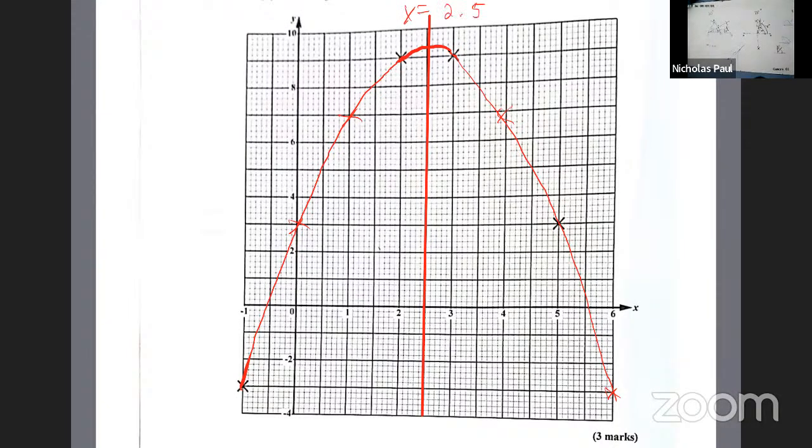Anybody remember what 2.5 is? From the notes. Check back from last week or last day and tell me what that 2.5 represents. Negative h. Very good. That represented negative h.